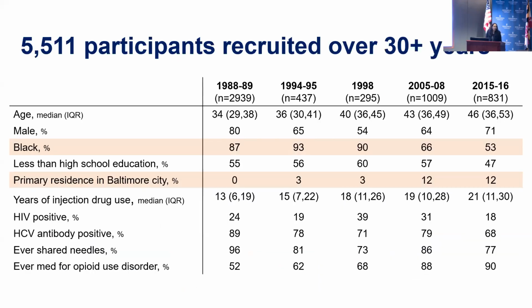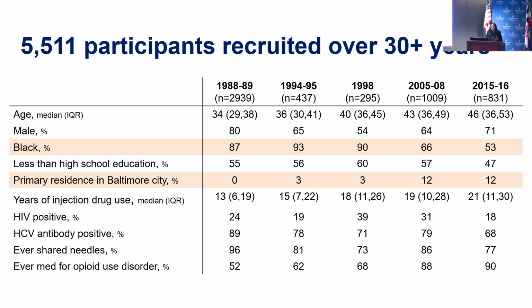So this just gives you a little flavor of the population that we've seen. So when ALIVE started, this shows all the different recruitment cohorts at the time of enrollment. When the cohort initially started, it was predominantly male, predominantly Black, 35 years of age on average, and about 30% HIV positive, and everyone lived in Baltimore City, sort of by design.